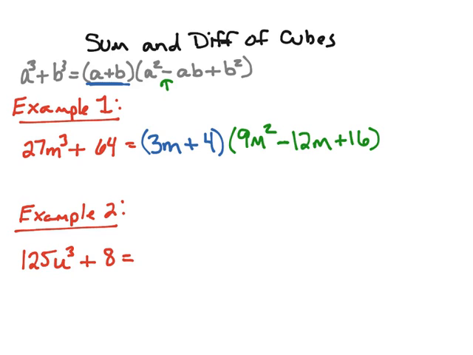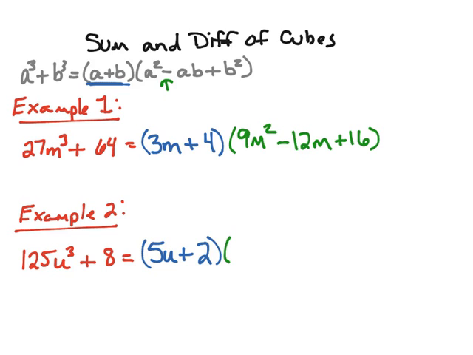First thing we want to do is take the cube root of each one of our terms. So the cube root of 125 would be a 5. Cube root of u to the third would be u. And the cube root of 8 would be a 2. So I've now taken the cube root of each of these terms. I'm going to put a plus sign between those and put it in parentheses. So I now have my binomial. Now I need the trinomial.